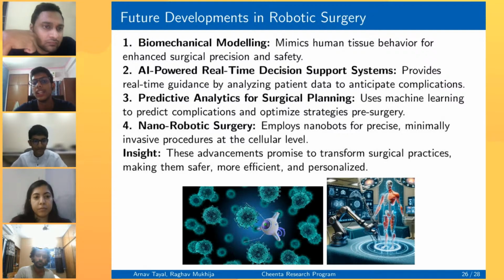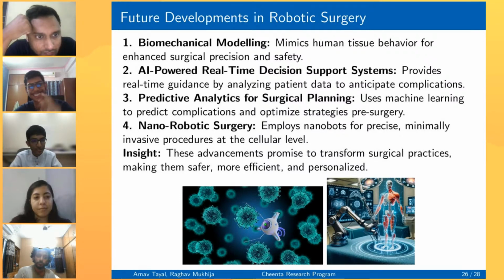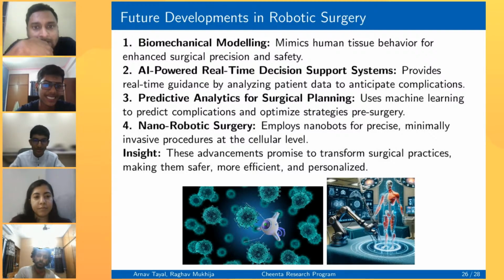And now, one thing that I really like about what we discovered while we were researching biomechanical modeling and AI powered real time decision support systems.